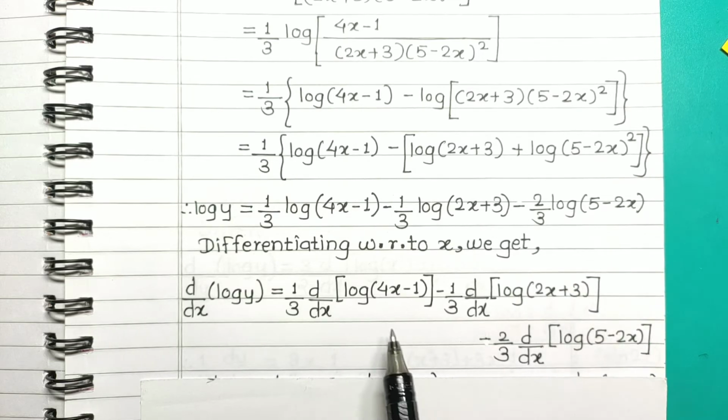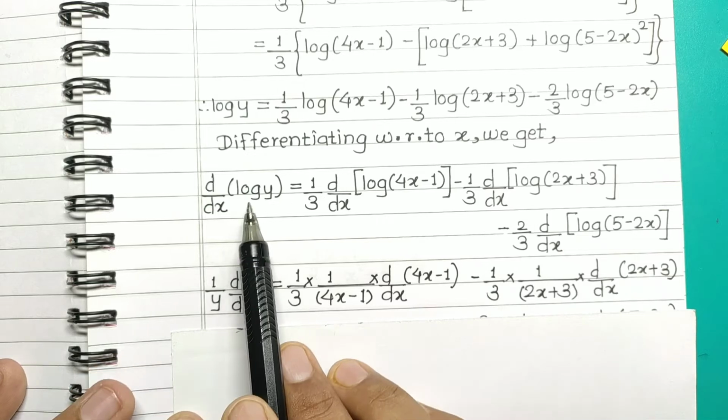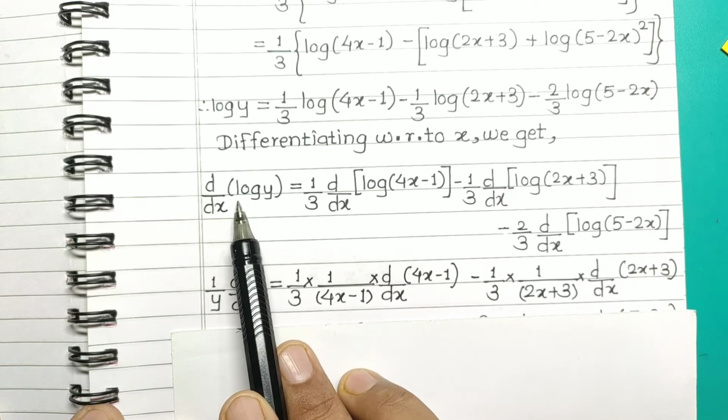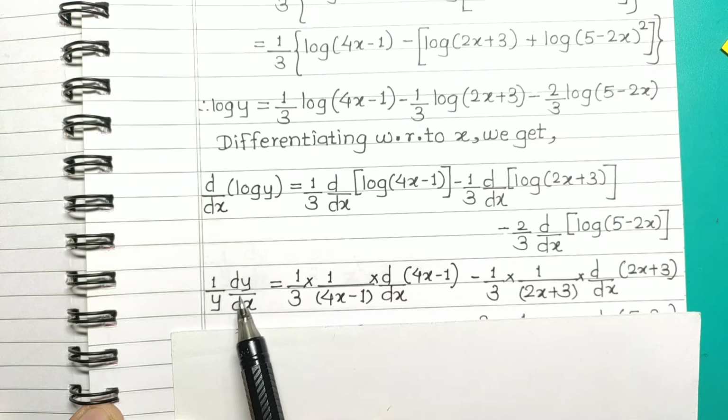Now in the next step, let's evaluate these four derivatives. Okay, so we have, see here, the derivative of log of y. So treat it as log of something. So its derivative is 1 upon something into the derivative of something, which is y. So it is dy by dx.